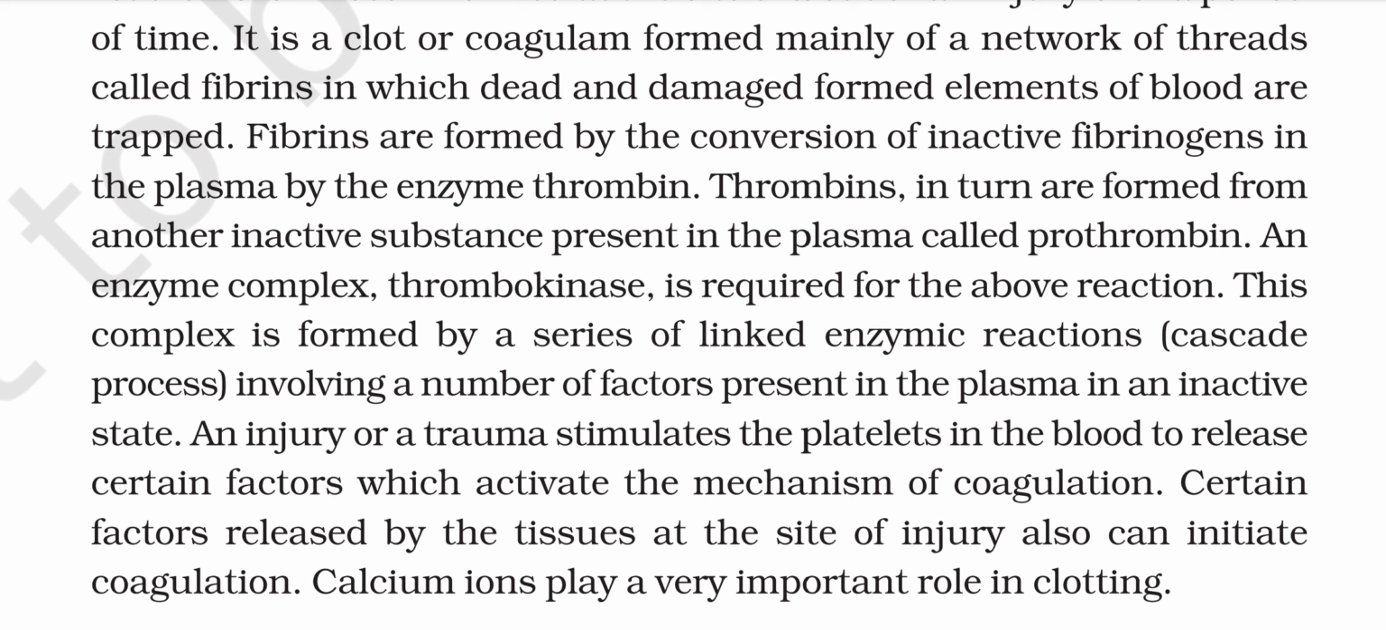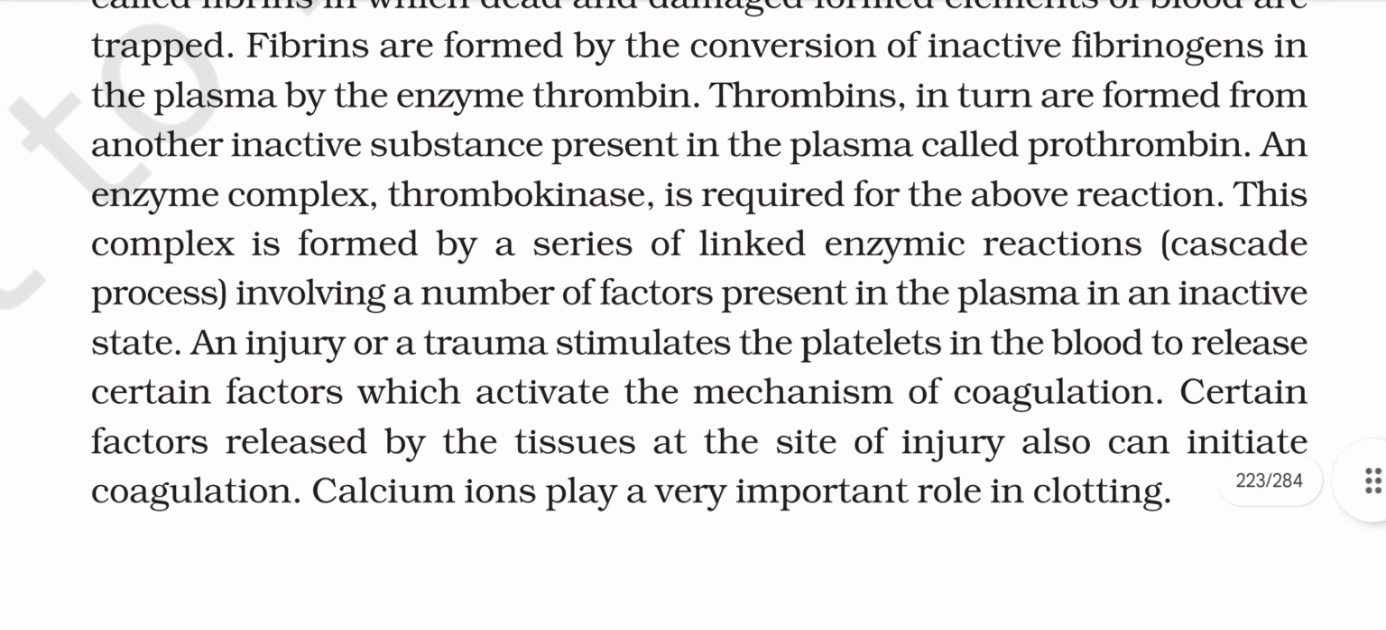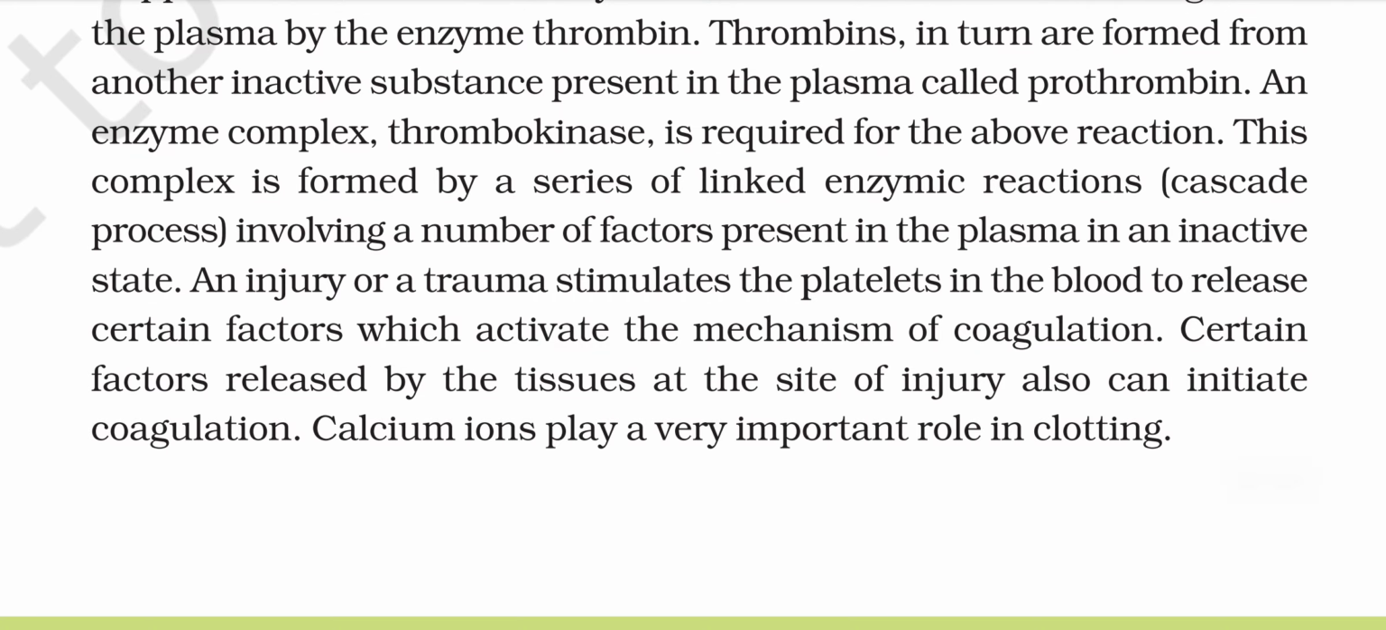Thrombins in turn are formed by another inactive substance present in the plasma called prothrombin. Prothrombin is converted into thrombin, and this thrombin is an enzyme which converts inactive fibrinogen into fibrins, which was present in that brown scum. It is a clot or a coagulum formed mainly of a network of threads called fibrins, in which dead and damaged formed elements of the blood are trapped, right?